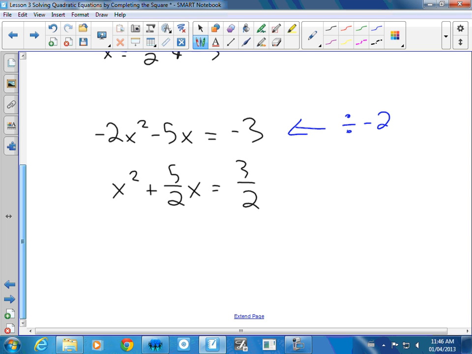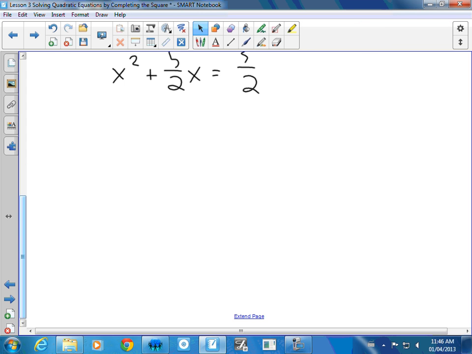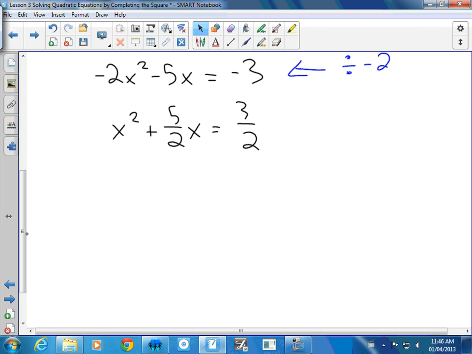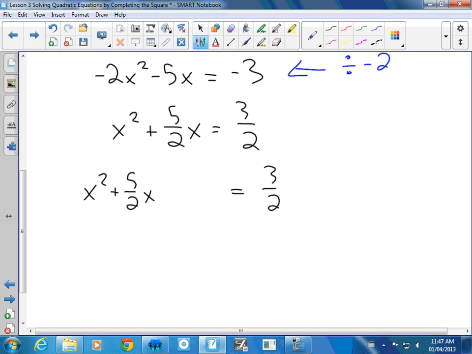We can handle that. Because we're dividing negatives by negatives. This is good practice actually doing with fractions, isn't it? So let's give ourselves some space. So x squared plus 5 over 2 x equals 3 over 2, right? And we're going to add something here and here. I don't know if you noticed, I've done this now 3 times and I've done the exact same thing every single time.